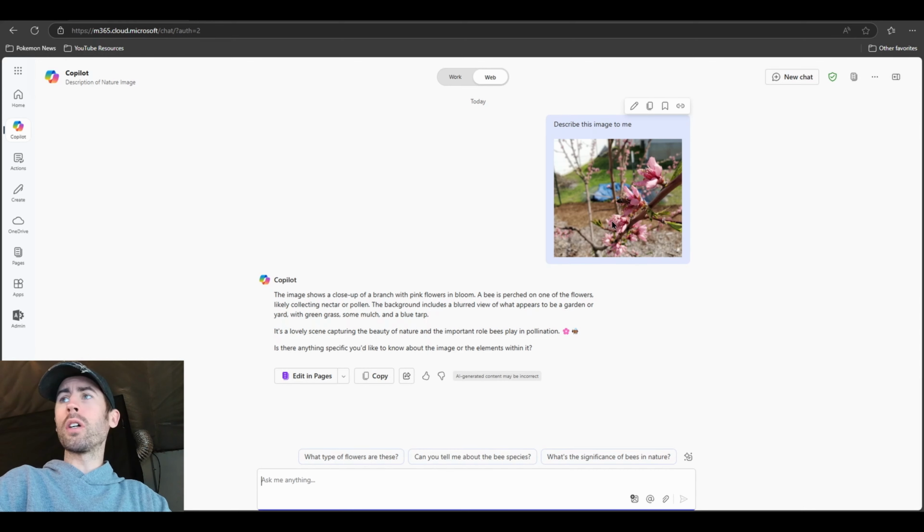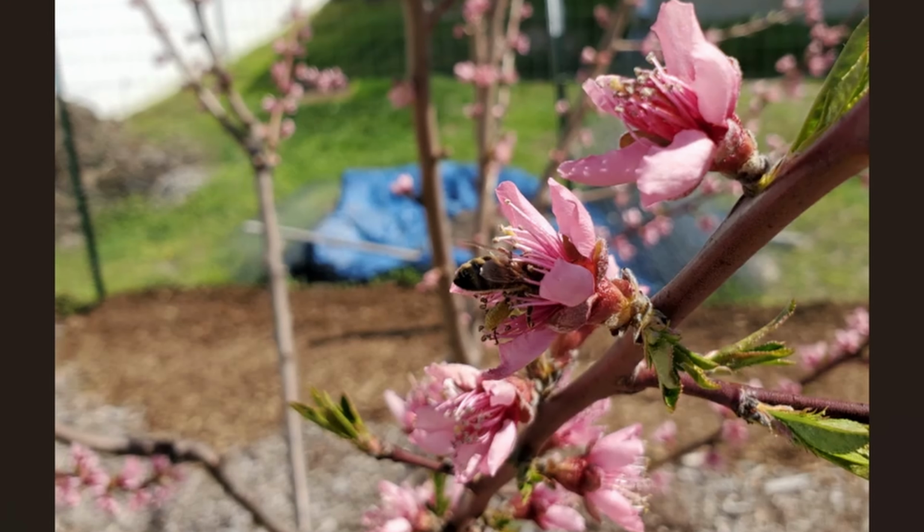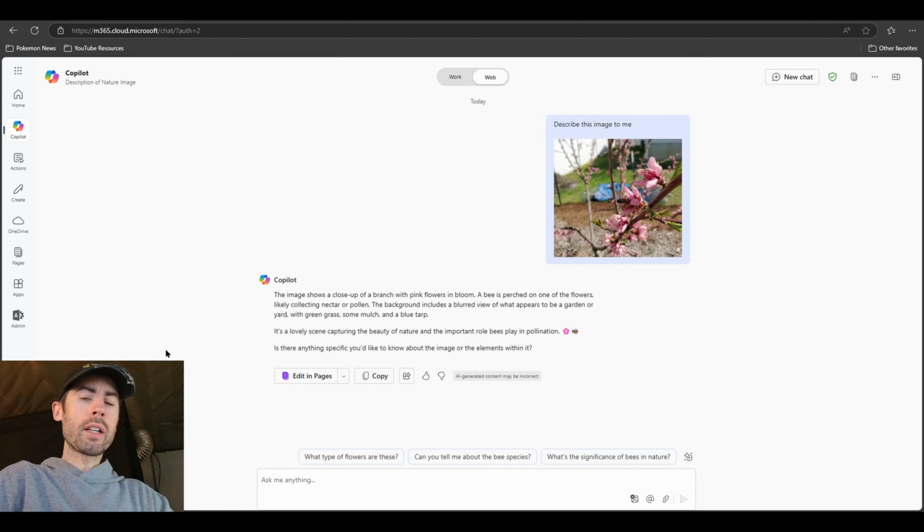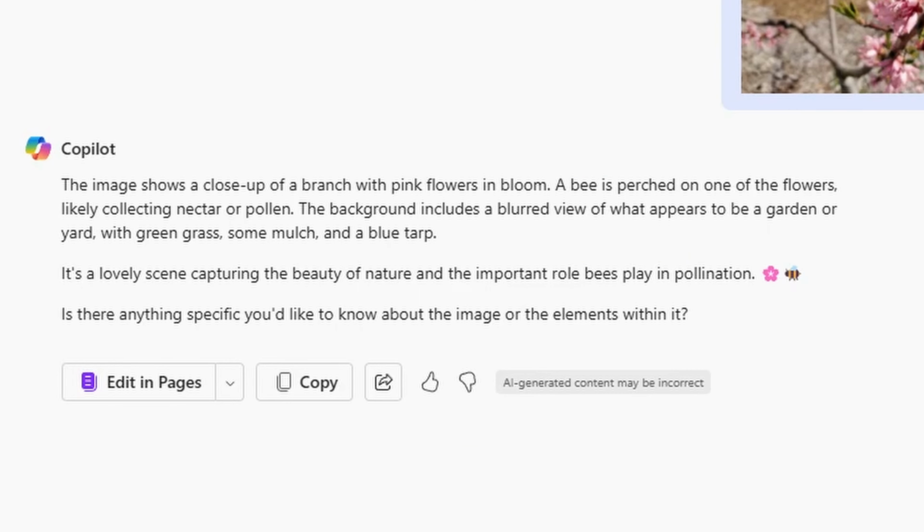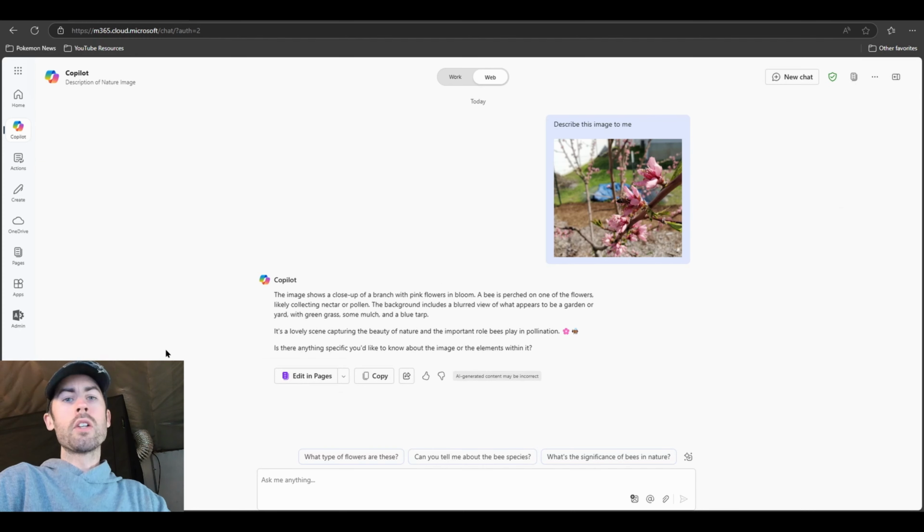Specifically, this picture is of one of my fruit trees in my backyard, and in this fruit tree is a little bee. Just to show what this picture looks like a little bit closer up, you can see these are peach tree flowers, as well as there's a little bee here pollinating the flowers right in the middle. And if we look at Copilot's output, the image shows a close-up of a branch with pink flowers in bloom. A bee is perched on one of the flowers, likely collecting nectar or pollen. So you can have Copilot get fairly detailed in terms of what it directly sees with these built-in vision capabilities.